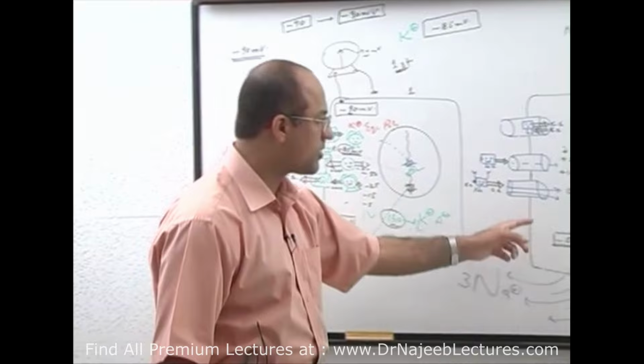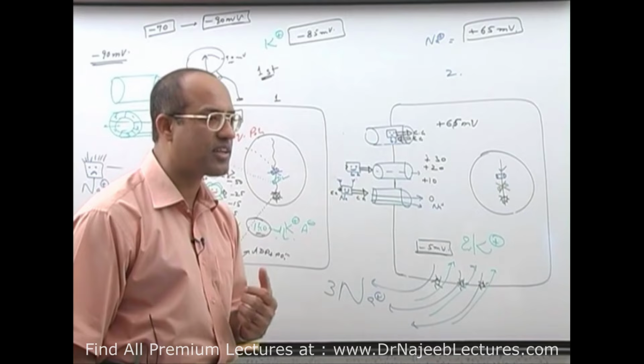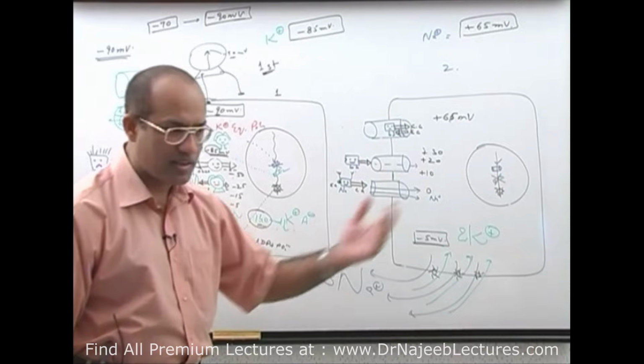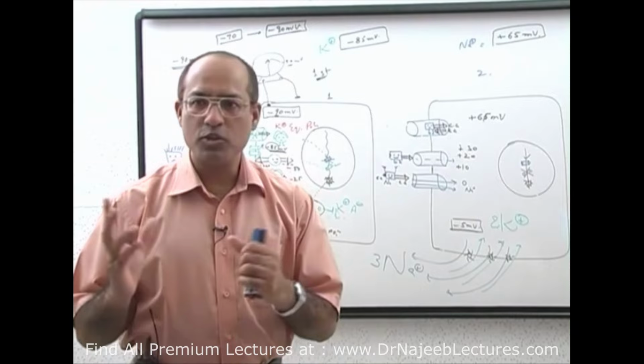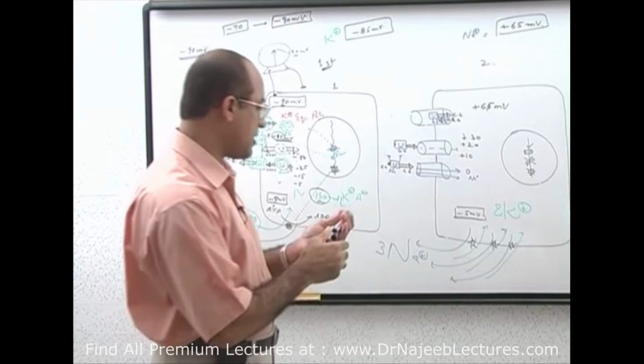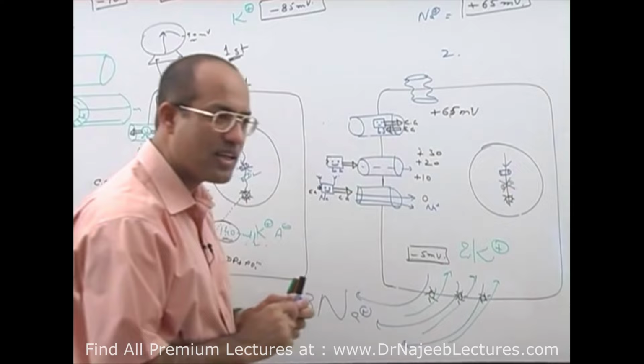Sometimes, in some cells, which are excitable cells, neurons and muscle cells, that we'll discuss in the next lectures in detail. But for a while, just trust me, I'm right. Neurons and muscle cells have a special type of sodium channels, very special type of sodium channels, and these sodium channels can be activated.